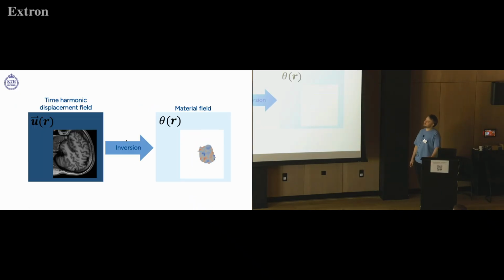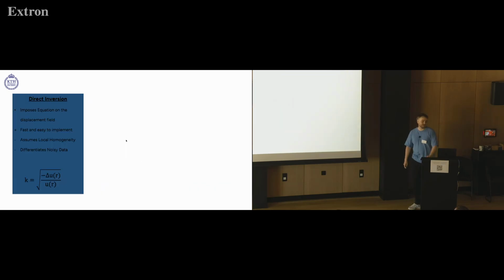What I'm going to be talking about is something called inversion. You have this time harmonic displacement field, which is really nice, but it doesn't really tell you anything about the actual tissue. So what you want is the material field, here denoted as theta. There are multiple different inversions. Direct inversion was the first one that they did. You more or less just take the governing equation and impose it on the displacement data. It's really fast and convenient, but it assumes local homogeneity, which holds true for the liver, but for the brain might not. And it also differentiates noisy data, so it becomes even noisier.